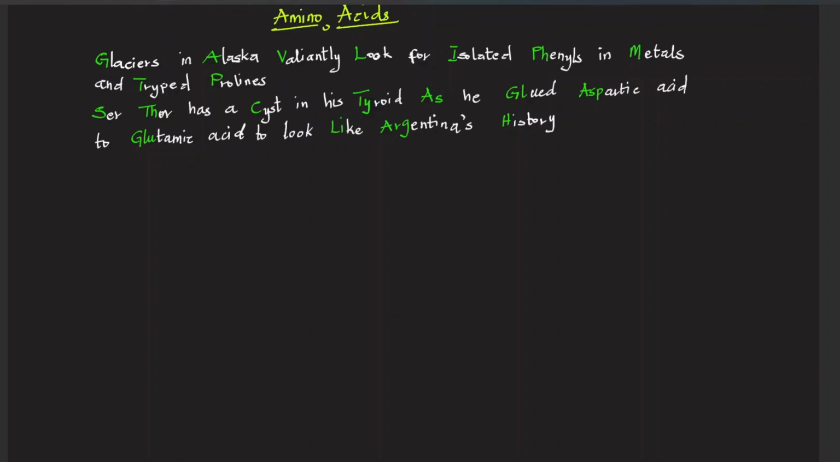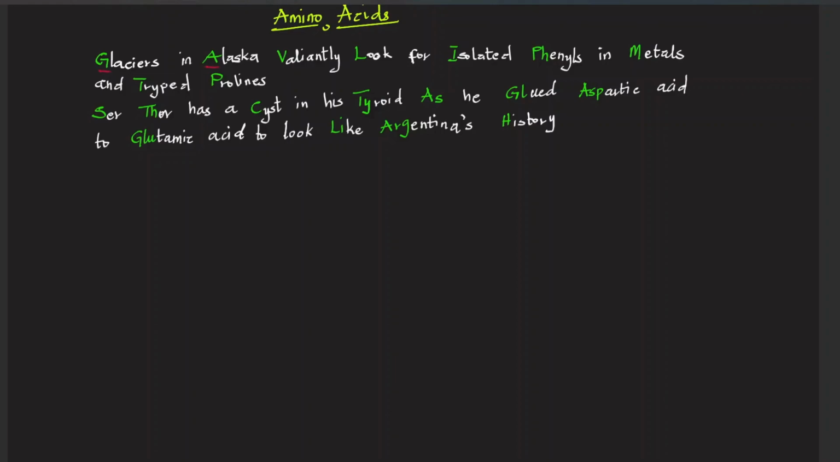history. Now, as you can see, I have some of the first letters, maybe the second or third letters of each of these words highlighted. They are not necessarily the abbreviations for the amino acids. They are just there to help you remember them. Some of them are for the abbreviations, but not all of them. We will talk more about the abbreviations later on. Alright, so we have glaciers standing for glycine.